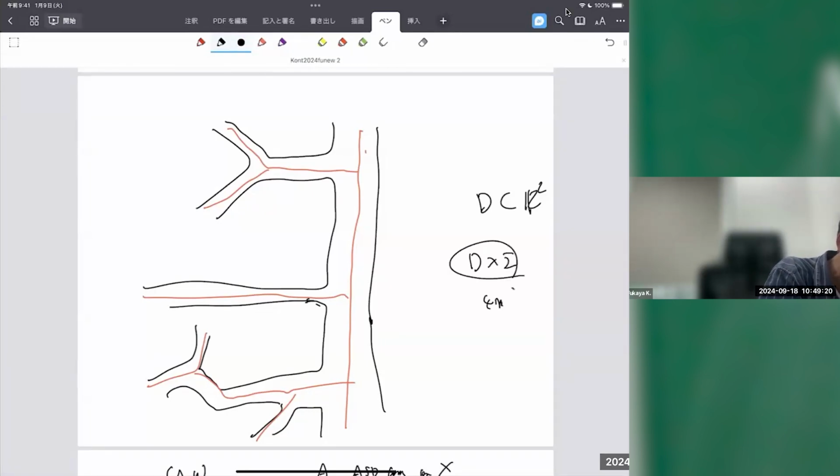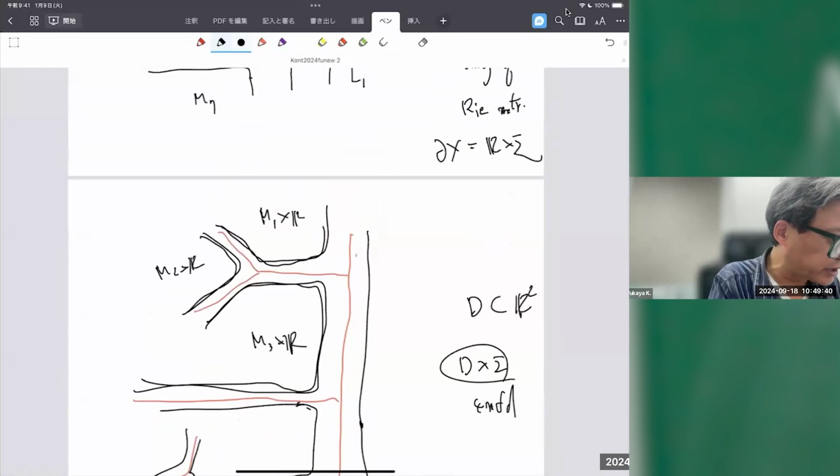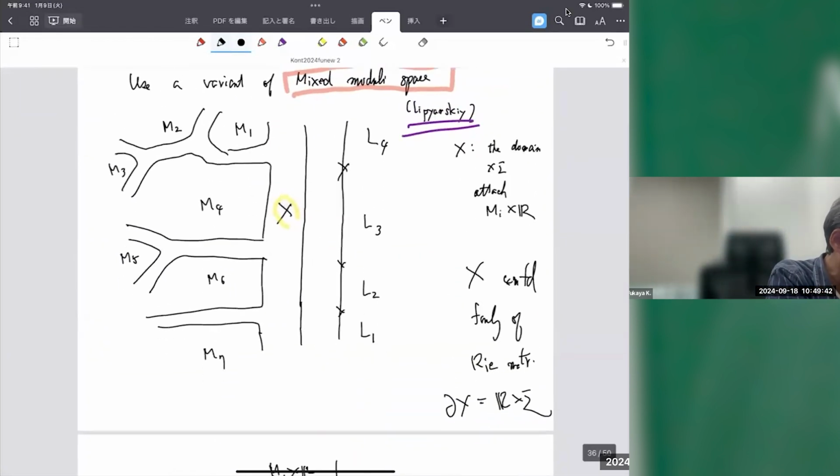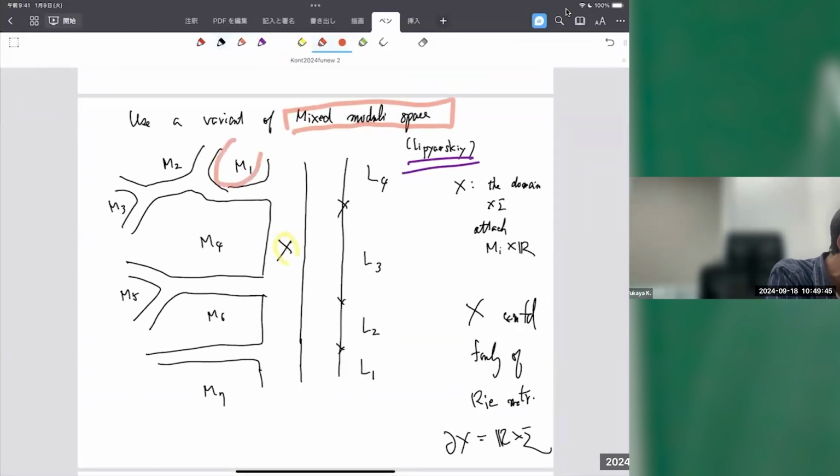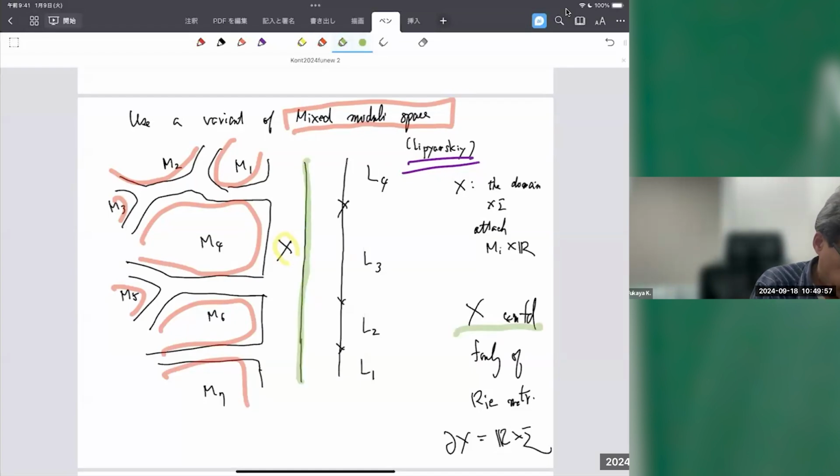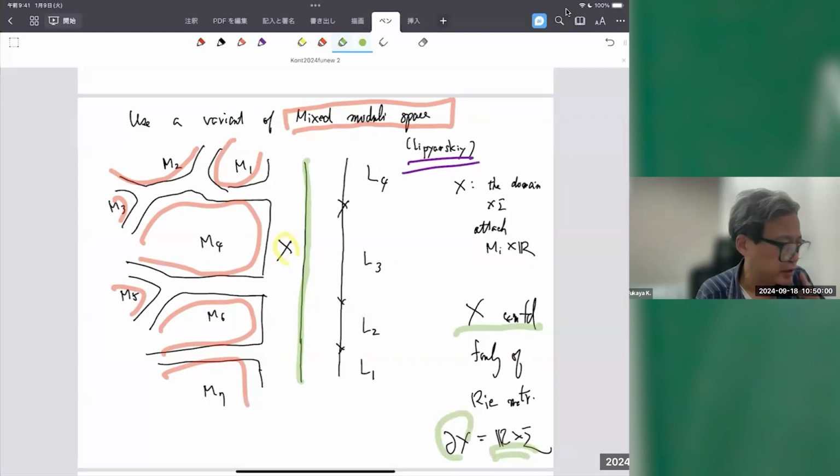So this is the four manifold. And it has many boundaries. But for each of these parts, you have this M1 cross R. So you glue it together here. And we take this M2 cross R, you glue it here. And M3 cross R, and you glue it here. So that is this X. So we glue all these boundaries, so these are no longer boundary. But it still remains one boundary component here. So X is a family of four manifolds, whose boundary is R cross sigma. So that is this one.